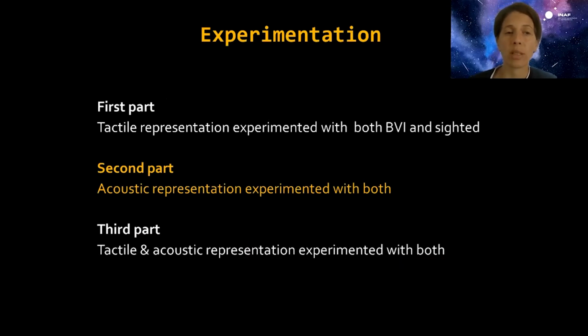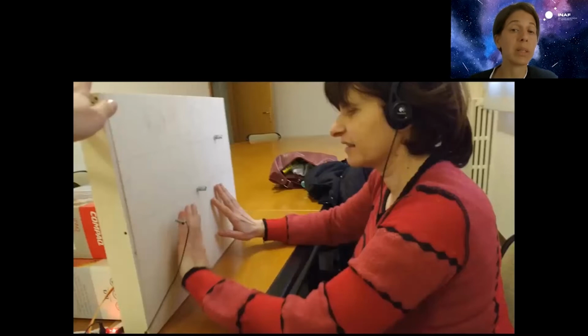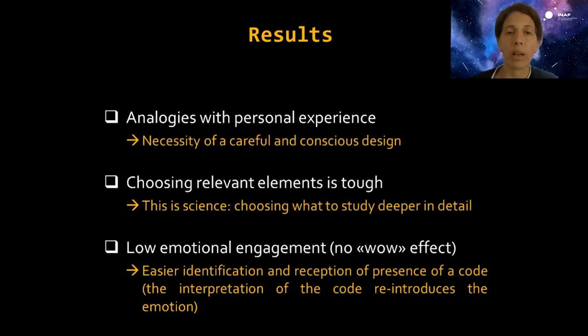The experimentation was led in 3 parts with only tactile, only acoustic, and then both tactile and acoustic representation. And all 3 of them were submitted to users that were both sighted and blind or visually impaired. The results of our experimentation show that in any case, whatever the stimuli of the display, the users make analogies with their personal experiences and memories. Therefore, we need to have a careful and conscious design of our displays and our activities.